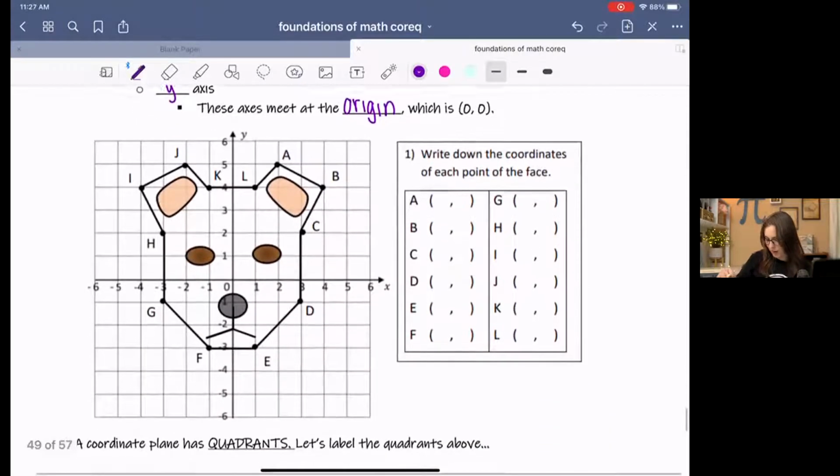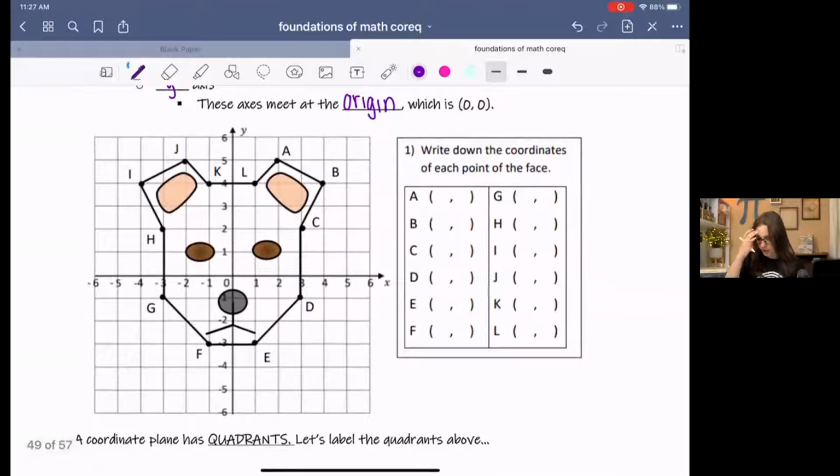So I have a little picture here. I wish he was smiling. I could make him smile, but that's okay. I have a little picture here, and we're going to practice writing coordinates of specific points based on this cute little picture. If you're smiling, it's a little smile. That looks way worse. So he's a little teddy bear, maybe.